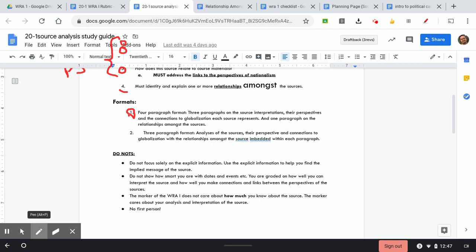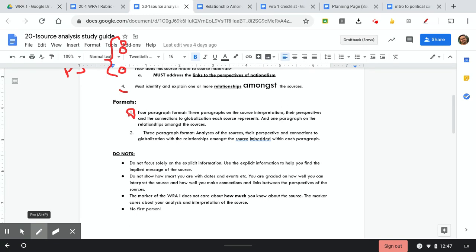There's a couple do nots here that we'll talk about. Do not focus solely on the explicit information. That's important. The explicit information that we see allows us to understand the message. So if you're looking at a political cartoon, there's going to be a lot of explicit information. There might be words, there might be labels, there might be an individual who has been drawn as a caricature.